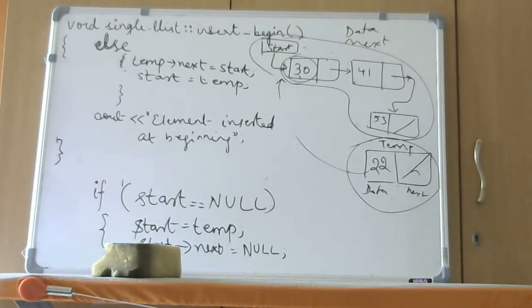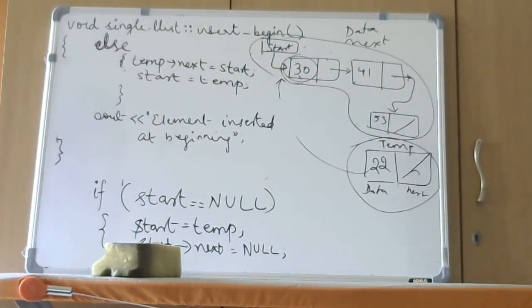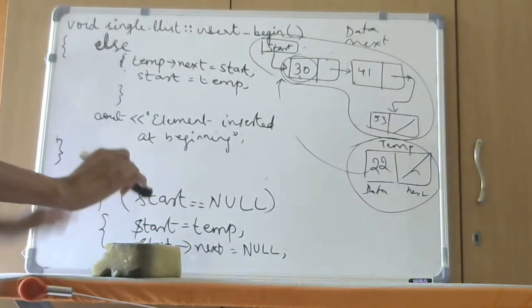Let me tell you again. I said we are first taking a node, temp as a node. So temp is my new node. How did we declare this temp? Node star, node star temp. Okay, that means what? Temp is a pointer variable which is of the type node. Node is what? Node is a structure, correct? Which contains data and next as the two fields, correct? So temp is my new node, and I am accepting.